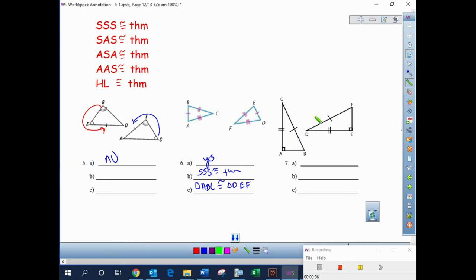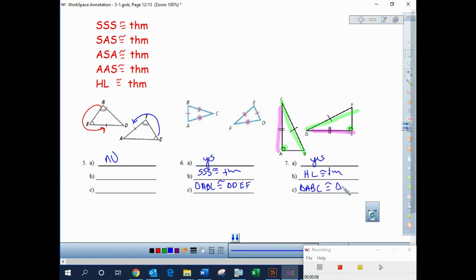Same thing with angle, angle, side. But how about hypotenuse leg? Do we have a right triangle? Yes. We got tick marks on the hypotenuse? Yes. We got tick marks on a side? Yes. So this is congruent by hypotenuse leg congruence theorem. And then we'll call this dude triangle ABC. And that's congruent to... A is the right angle, so he goes with an E. And B is where 1 tick mark and no tick marks come together, so that goes with F. B is the only other letter. So cool.